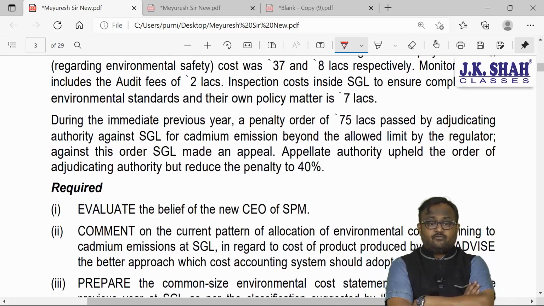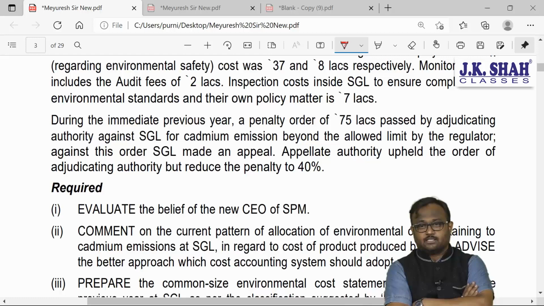During immediate previous year, a penalty order of 75 lakhs passed by adjudicating authority against SGL for cadmium emission beyond the allowed limit by the regulator. Against the order, SGL made an appeal. Appellate authority upheld the order of adjudicating authority but reduced the penalty to 40%. Evaluate the belief of the new CEO.